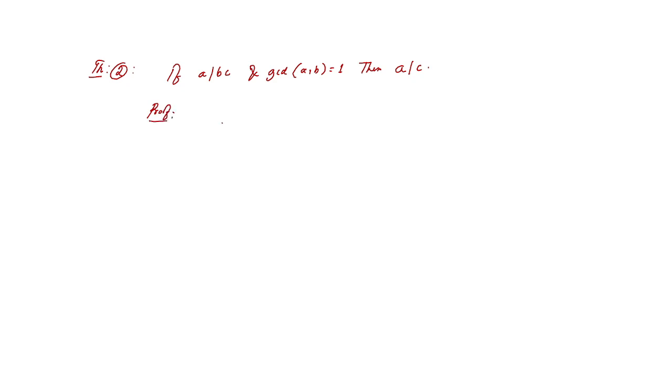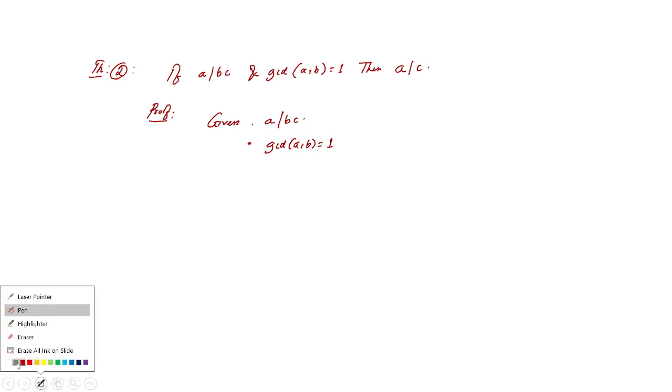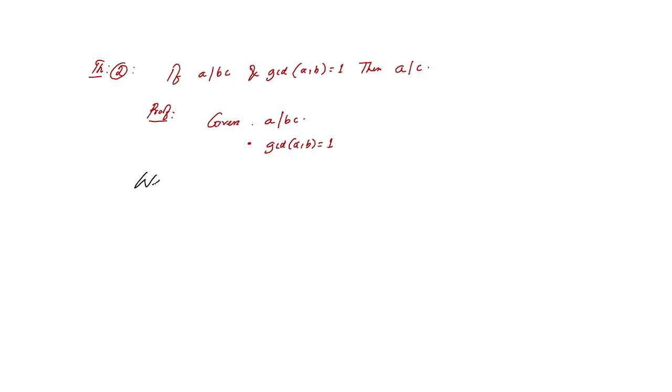So here, the proof. What is given? It is given that A divides BC, and the second piece of information is GCD of A, B equals 1. What we have to prove is that A divides C.